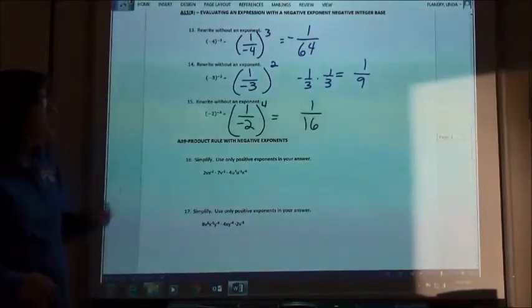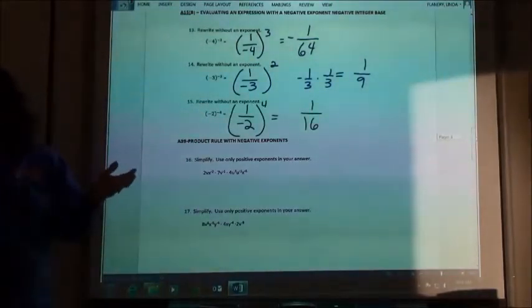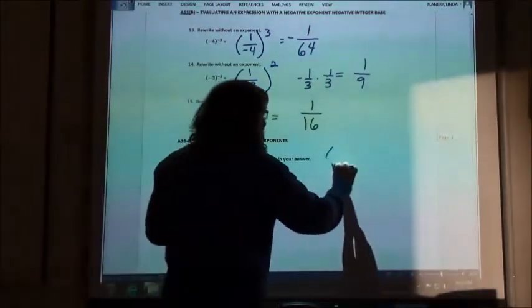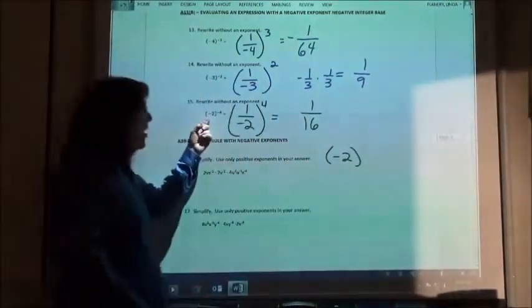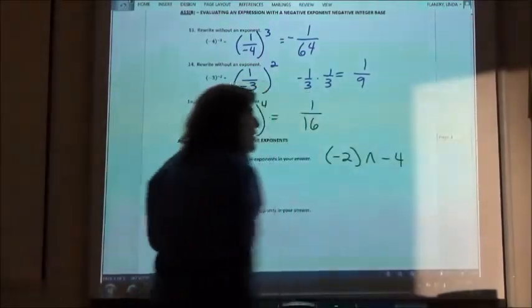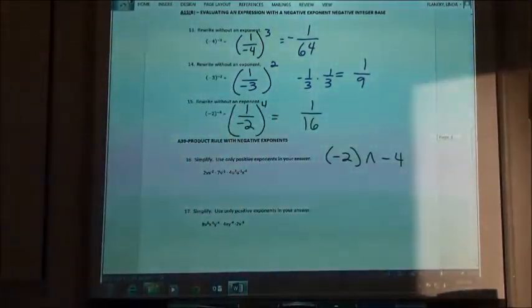Again, if you wanted to check these ones with your calculator, we basically do it the same way as we did with the 0 power. We'd have negative 2 because we do have parentheses in our problem. We use the caret key and then negative 4 for our exponent. And your calculator should come up with 1/16.